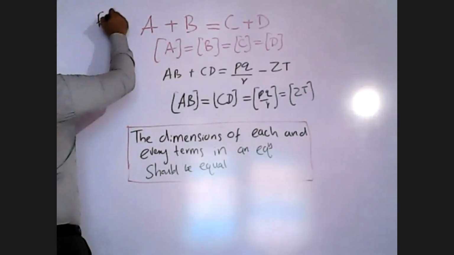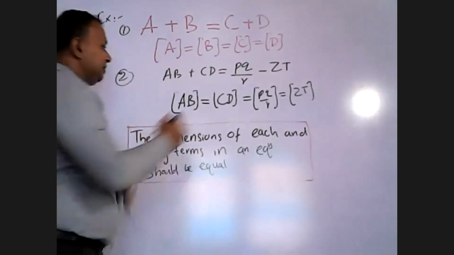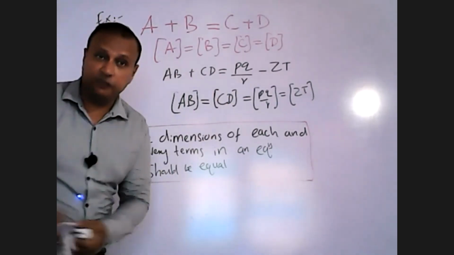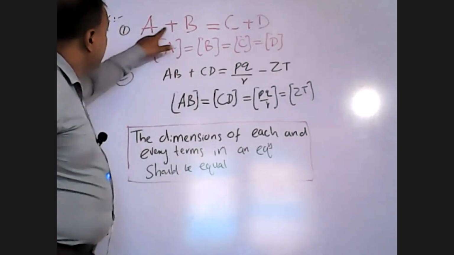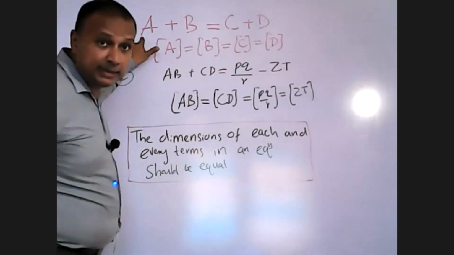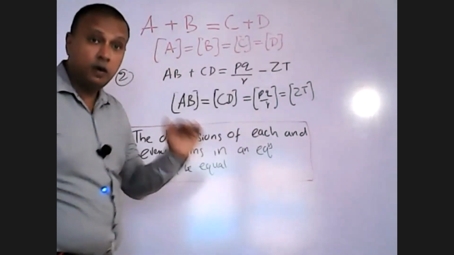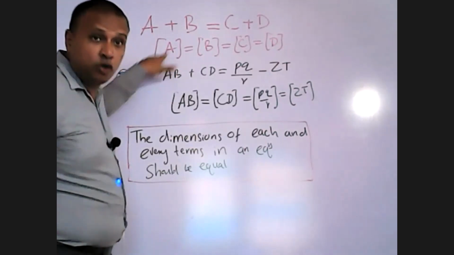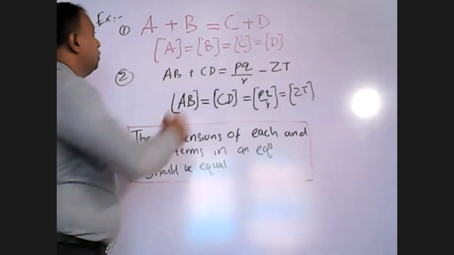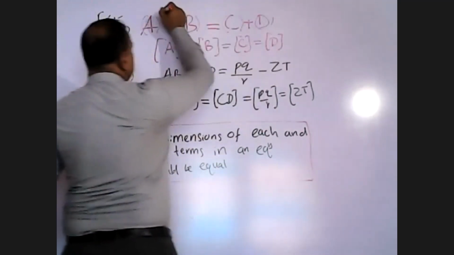So examples. This is example 1 and this is example 2. If you are given an equation, first you have to identify the terms. Terms are connected with plus or minus signs. In this case, A is a term, B is a term, C is a term, and D is a term. According to this theory, the dimension of A should be equal to the dimension of B, and it should be equal to the dimension of C, and it should be equal to the dimension of D. Those are the terms.